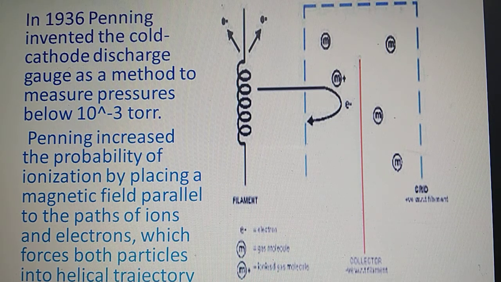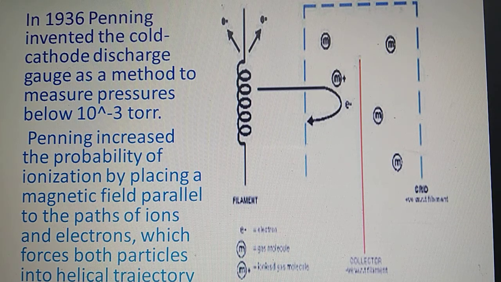This range of calculation of the pressure or vacuum measurement by using the Penning gauge is very important. Many times you can find this question in various competitive exams. So please remember this range of measurement of a vacuum or a pressure by using the Penning gauge. It is below 10 to the power minus 3 torr.